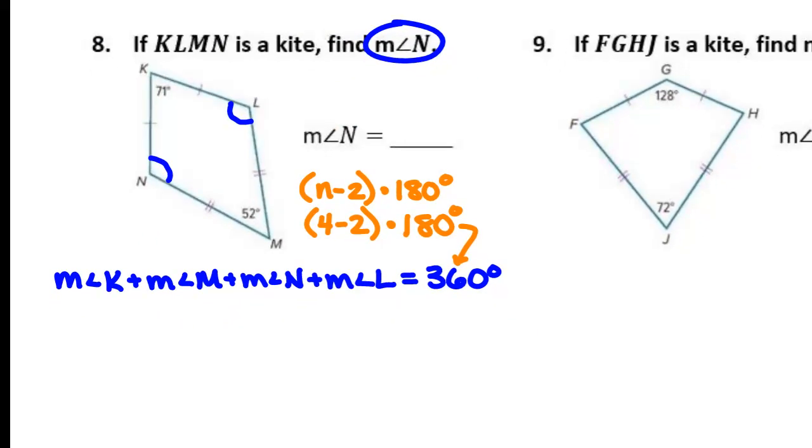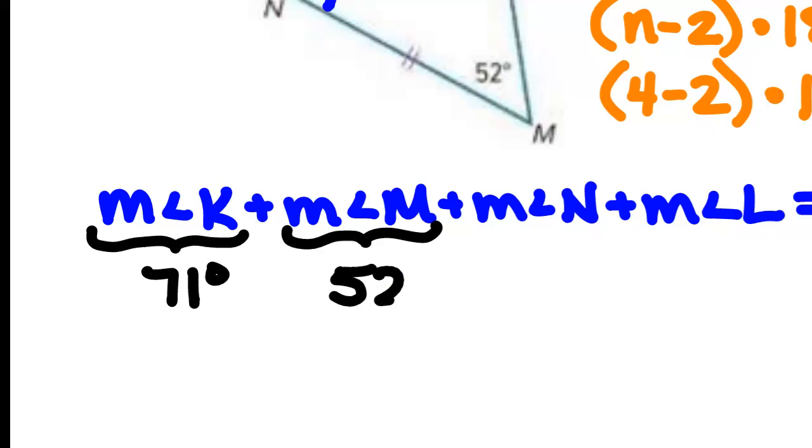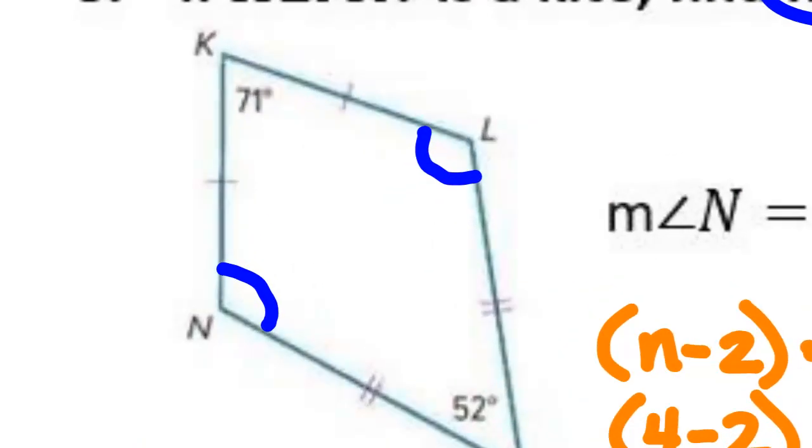I know how big angle K is, because it told me. Angle K is 71, so I can put that in for angle K, 71 degrees. How big is angle M? 52 degrees. And then I also need to add angles N and L, but I don't know how big they are. What can I call angle N if I don't know how big it is? X. So what could I call angle L? I can call that X as well.